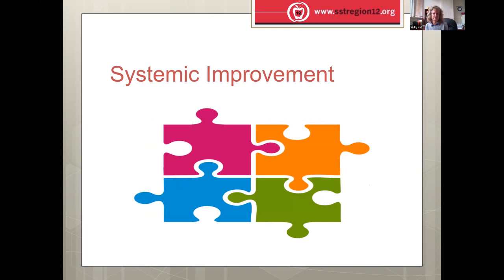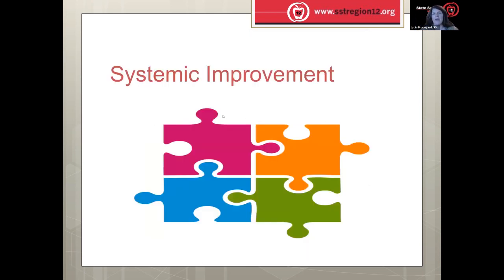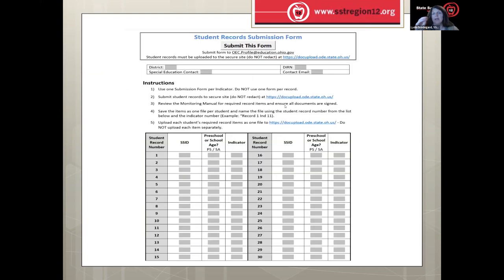Lydia, anything else that you can think of in those two? No, just again, we just have to be mindful if we are making sure our files match up from that record submission form. And when we submit, the file name should match what it has. And it gives you the example. So if you had, you know, the first student and you put their SSID in there, you would name that record 1, indicator 10, record 2, and then make sure you keep track of that.